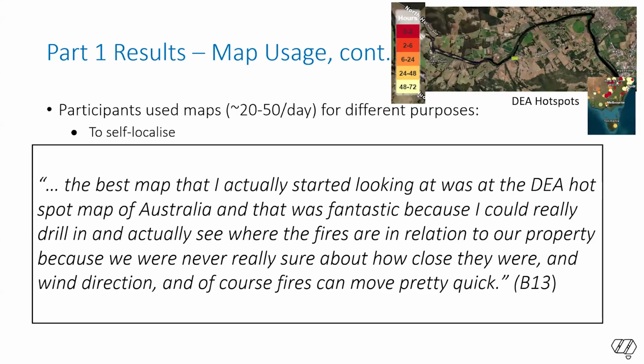And an example from someone in Tasmania about using the map to self-localize, this person said, "The best map that I actually started looking at was the DEA hotspot map of Australia. And that was fantastic because I could really drill in and actually see where the fires are in relation to our property, because we were never really sure about how close they were and wind direction. And of course, fires can move pretty quick."